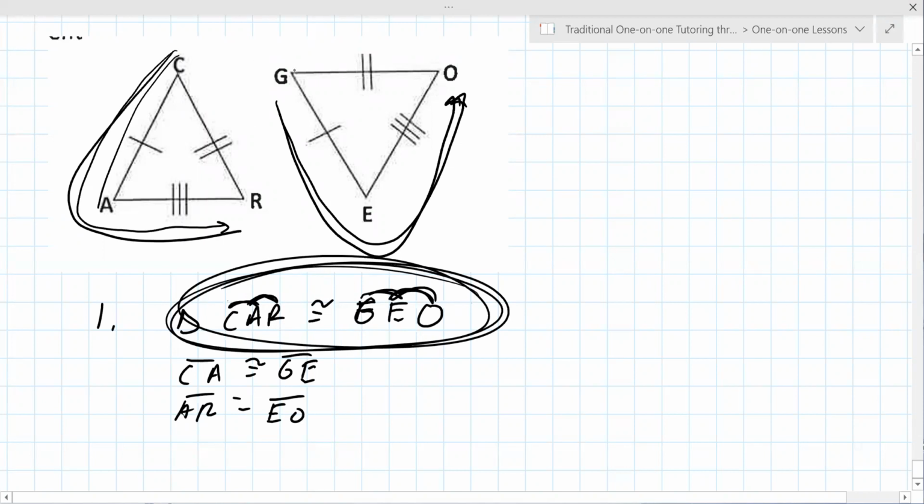I know some students do that, but the order actually matters. Like C to A is different than A to C. Okay. So then R to C is congruent to O to G. Very good. And then the angle C is congruent to G, A is congruent to E, and R is congruent to O. Yes. All right. So here's another one for you to look at.